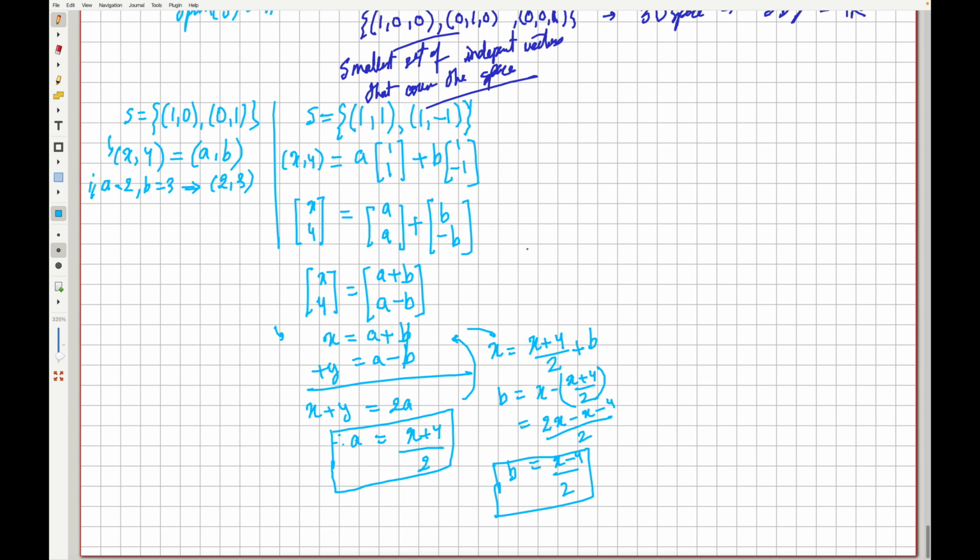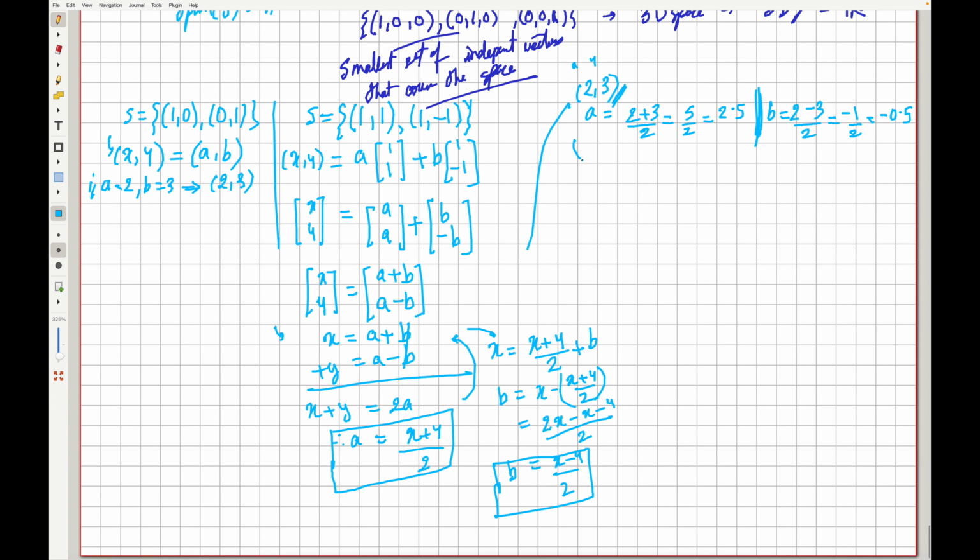Now given that we are interested in finding this point, we know that we want to reach there, so we can work out what values we need for a and b. In this case, this is our x, that's our y, so a is 2 plus 3 divided by 2, that's 5 by 2, which gets us 2.5. And likewise for b, it is x minus y divided by 2, that's minus 1 divided by 2, and so we get minus 0.5.